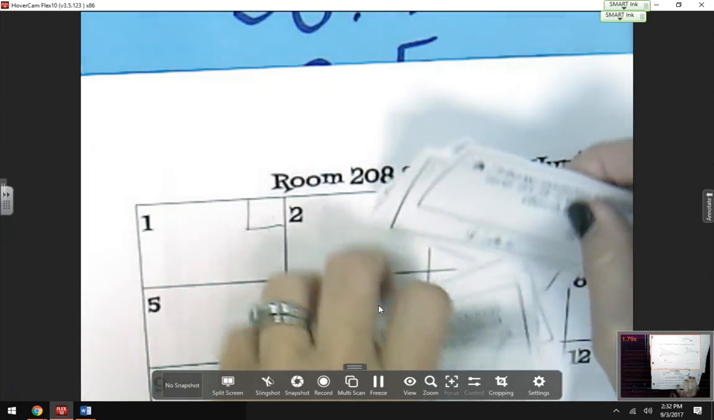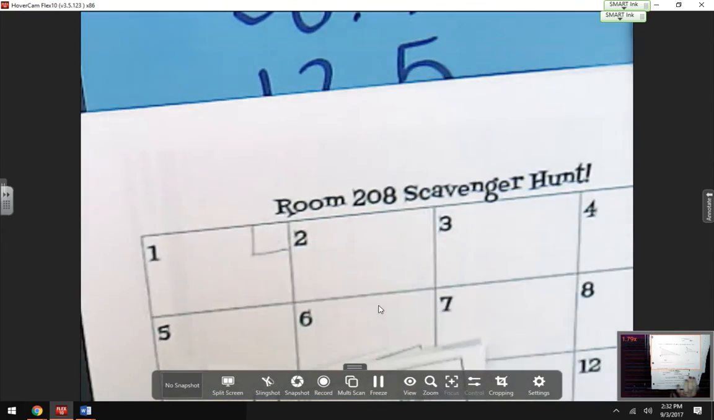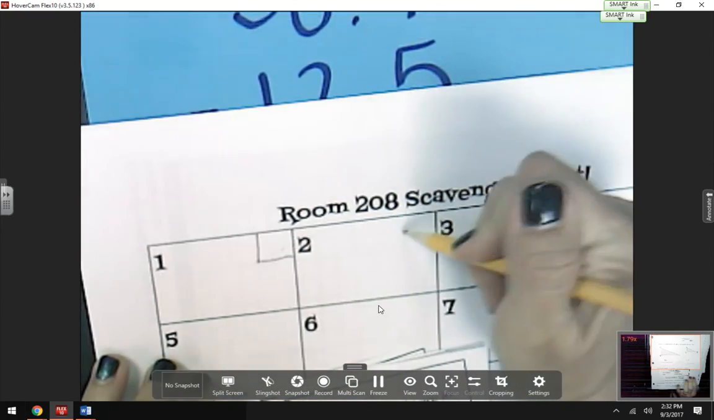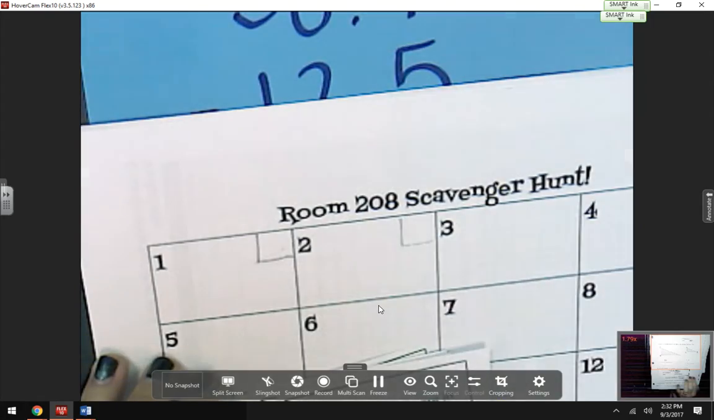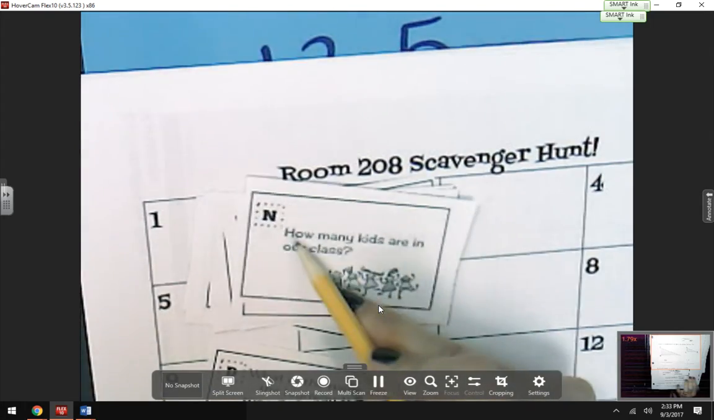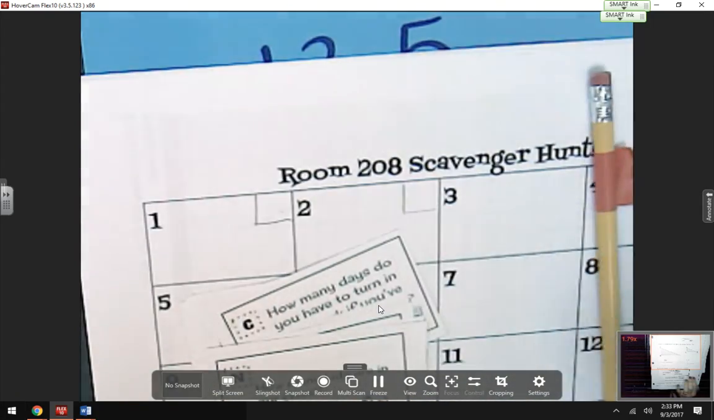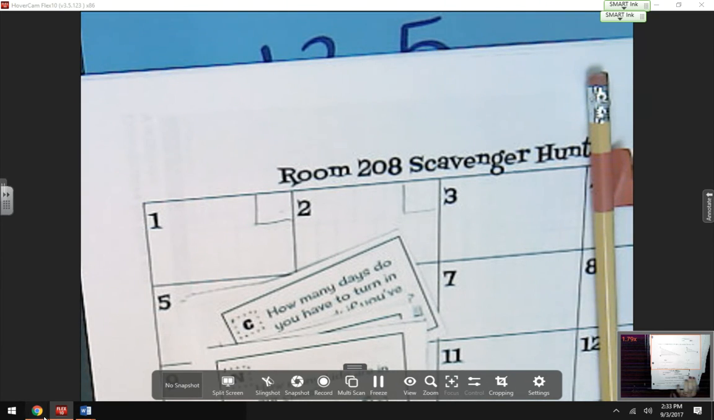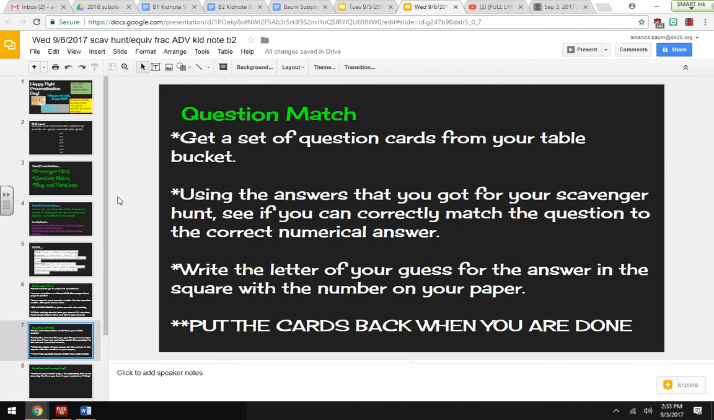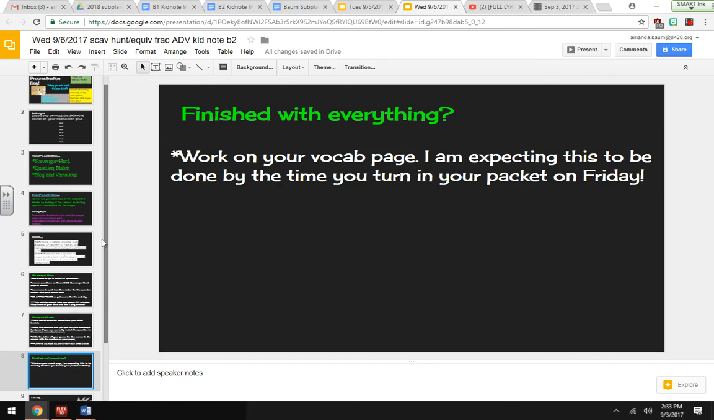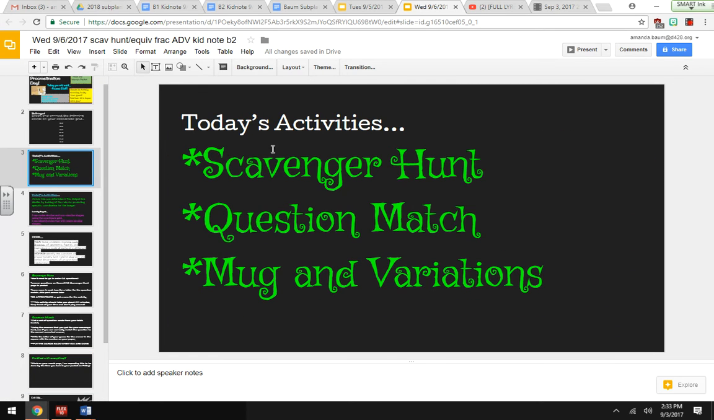Does that make sense? So then you have how many kids are in our classes. Let's say that you thought number 2 was how many kids are in our class. You would put the letter right there that corresponds with that question. So hopefully that made sense. The guest teacher will already have been through this one time by the time you guys get to him. So if it doesn't make sense, just ask him. He'll set you up. But basically, before I get back, you should have your scavenger hunt and question match done.